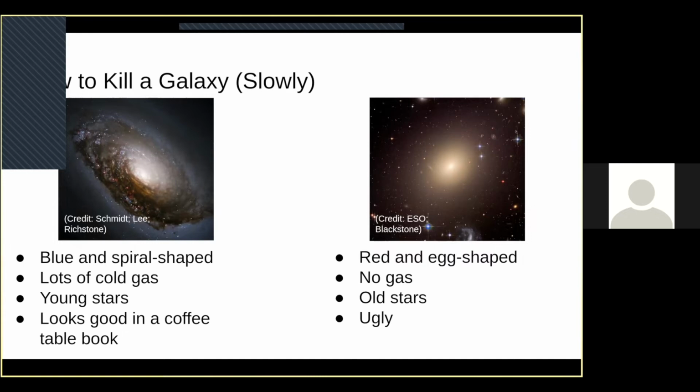You have other ones which are basically red and shaped like an egg. They have essentially no cold gas inside of them. The stars inside of them are old, and they are really ugly. They just look horrible. It's so boring. And so the question is, how are these two things related? Are they just separate? Are some galaxies lucky to be interesting and others unlucky and a little bit dull?